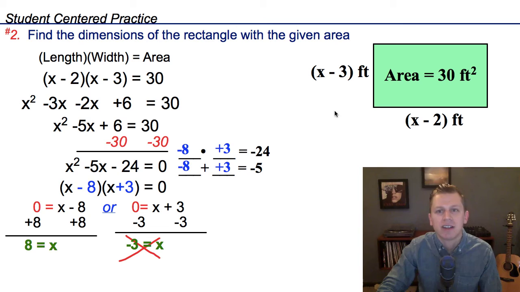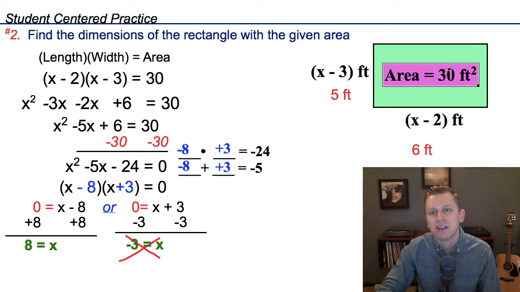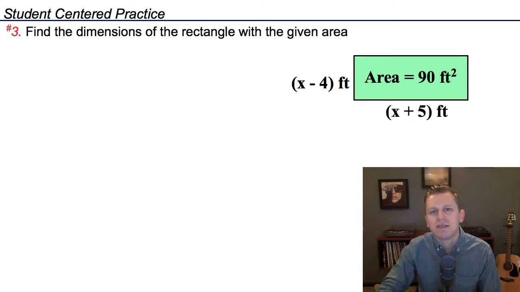them into the expression. 8 minus 3 would give us a dimension of 5. 8 minus 2 would give us a dimension of 6, meaning our length and width are 5 feet and 6 feet. Finally, to check your answer, multiply 5 feet by 6 feet, and sure enough, we do get the correct area. See if you could find the dimensions of this rectangle.